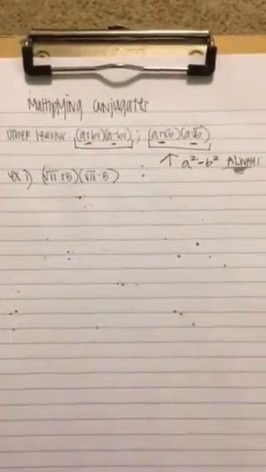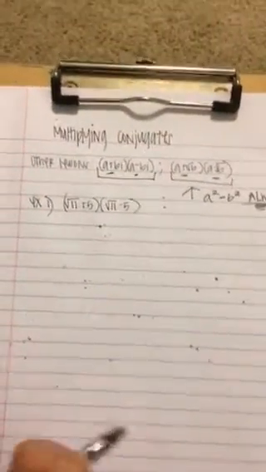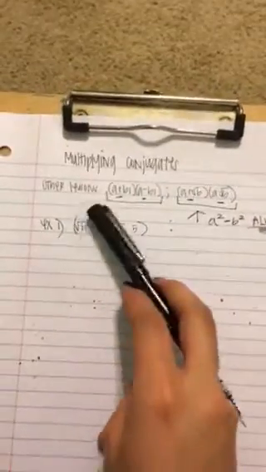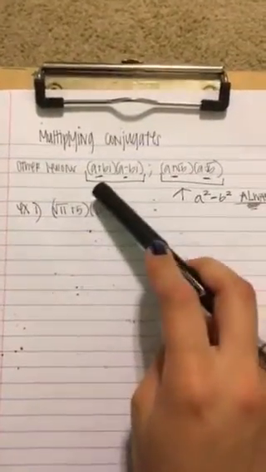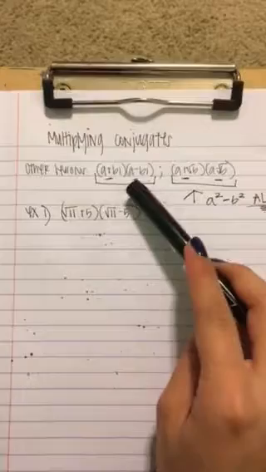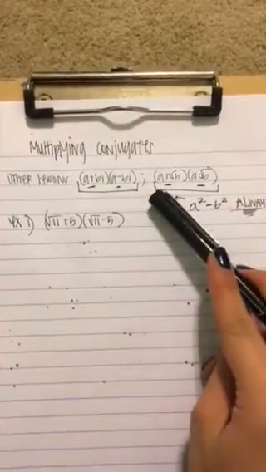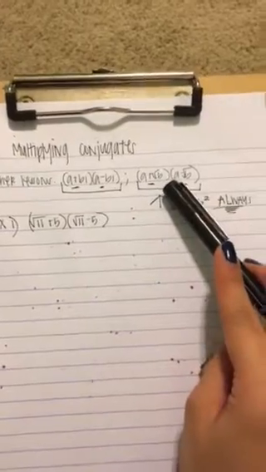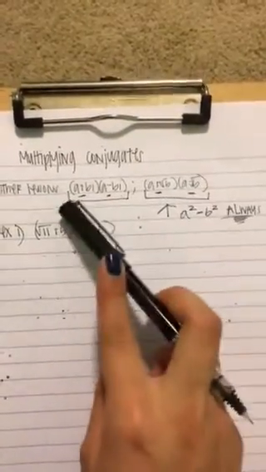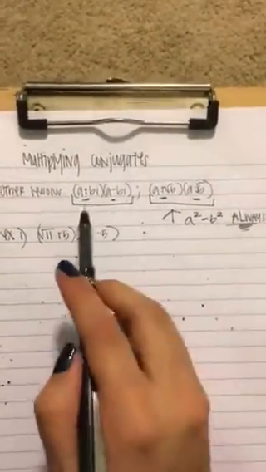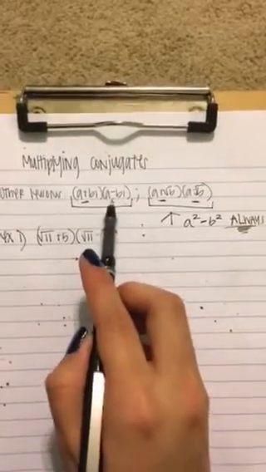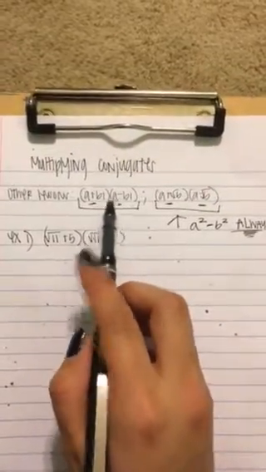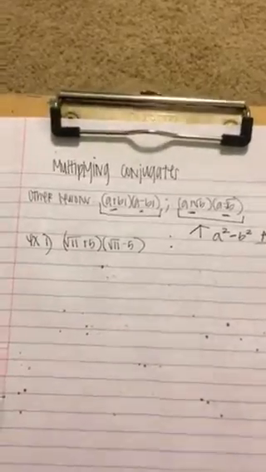In this video, I'm going to teach how to multiply conjugates. In the past, we've learned two forms of conjugates. Those are a plus bi and a minus bi, and the other pair is a plus square root of b and a minus square root of b. Conjugates are always opposite, so if one is adding, then the other one will always be subtracting. They always come in pairs.